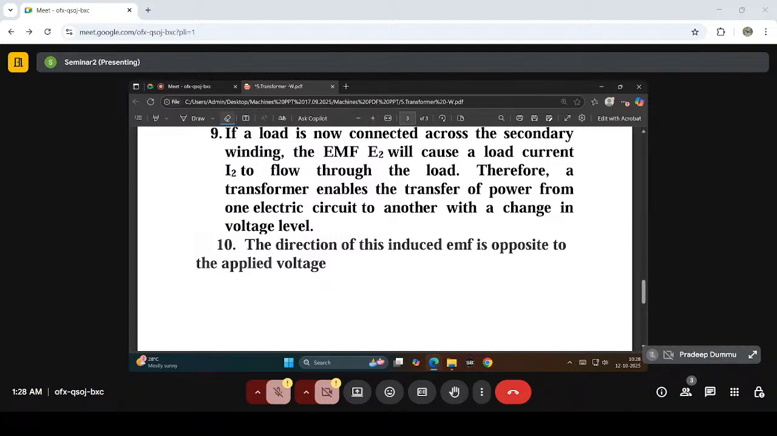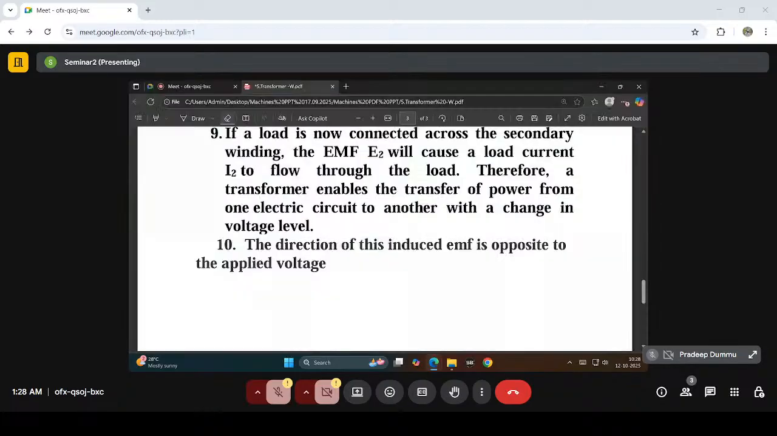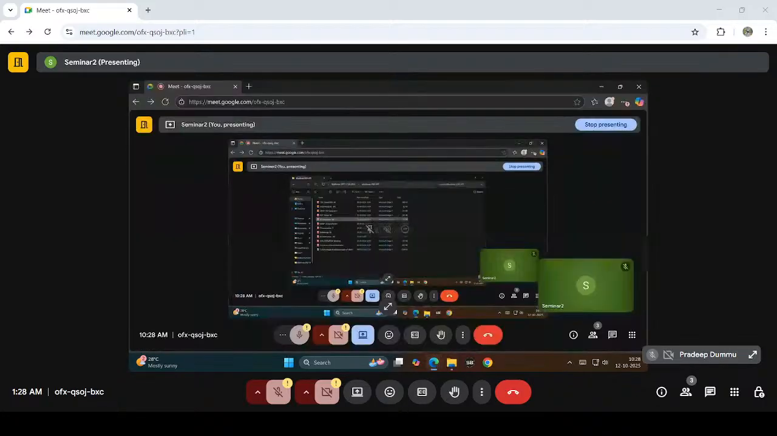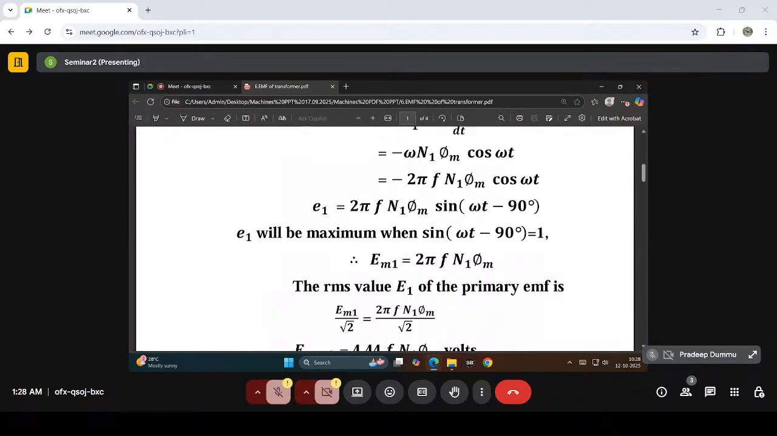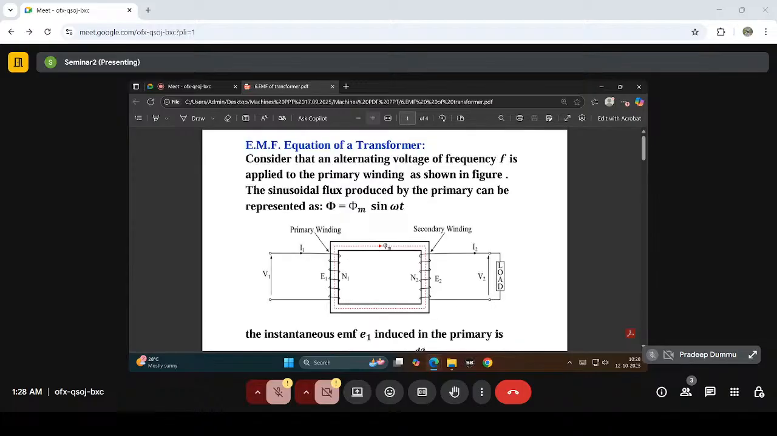Next one. Today 2 questions completed. Right. Next one, third question. Today's third question: derive the EMF equation of a transformer.